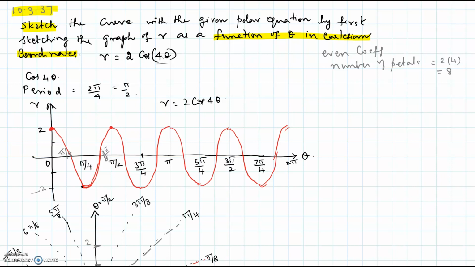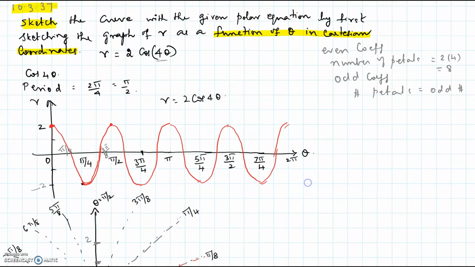If the coefficient of the argument is odd, then the number of petals would be that odd number, the coefficient of the argument. So for cosine of 3 theta, there will be 3 petals. For cosine of 4 theta, it will be 8 petals.